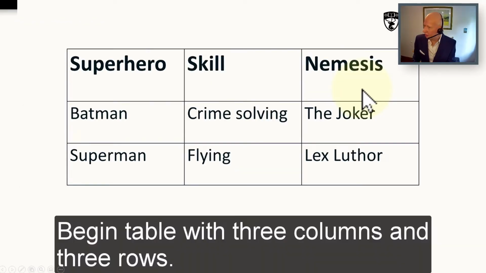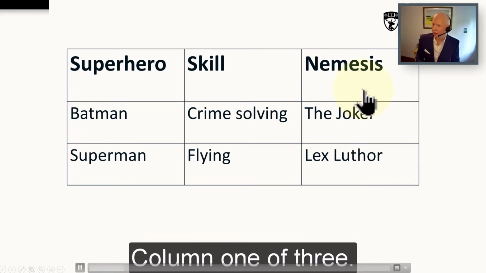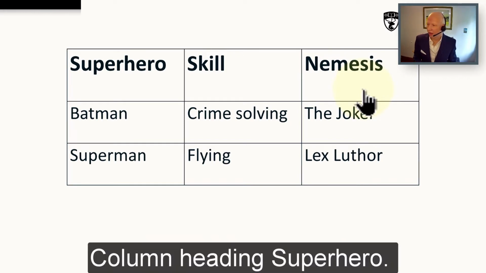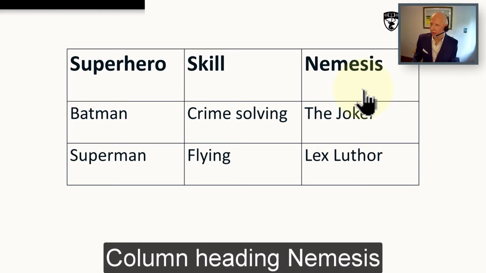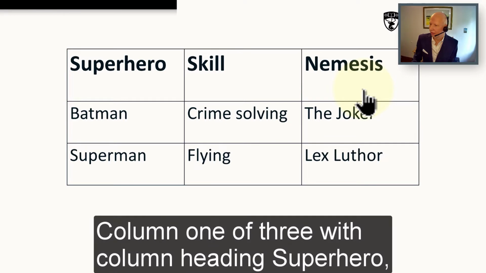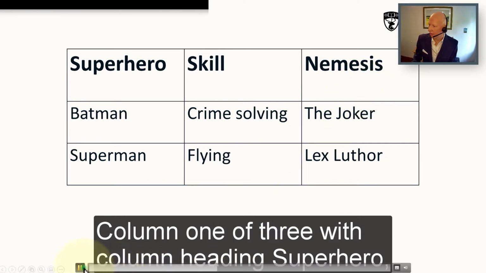Begin table with 3 columns and 3 rows. Row 1 of 3 column 1 of 3 column heading superhero. Column 2 of 3 column heading skill. Column 3 of 3 column heading nemesis. Row 2 of 3 column 1 of 3 with column heading superhero.